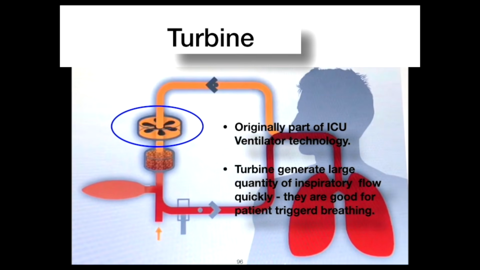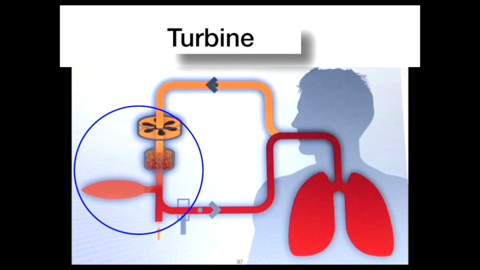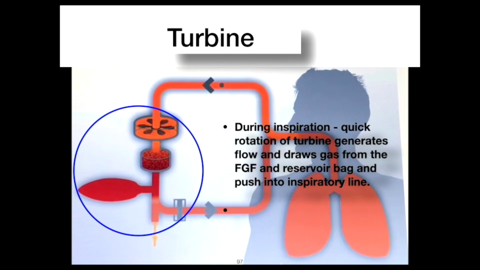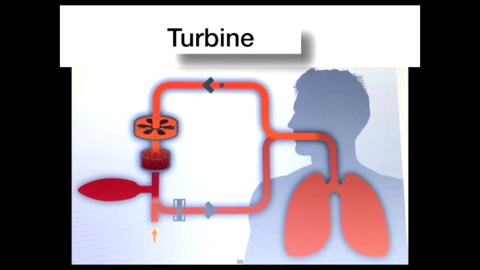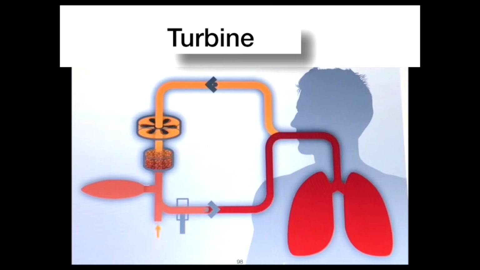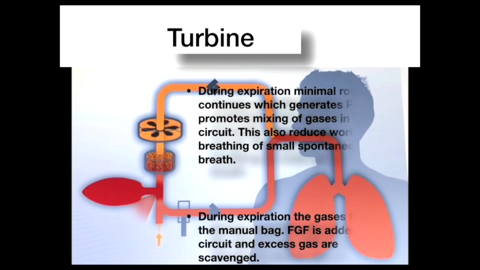This can generate 180 liters of flow. So when it can generate higher flow, the sensing and the spontaneous breathing would be much easier. In inspiration there is a quick rotation which will generate the flow. In expiration it will still rotate, but at a lower rate so that the PEEP can be developed.